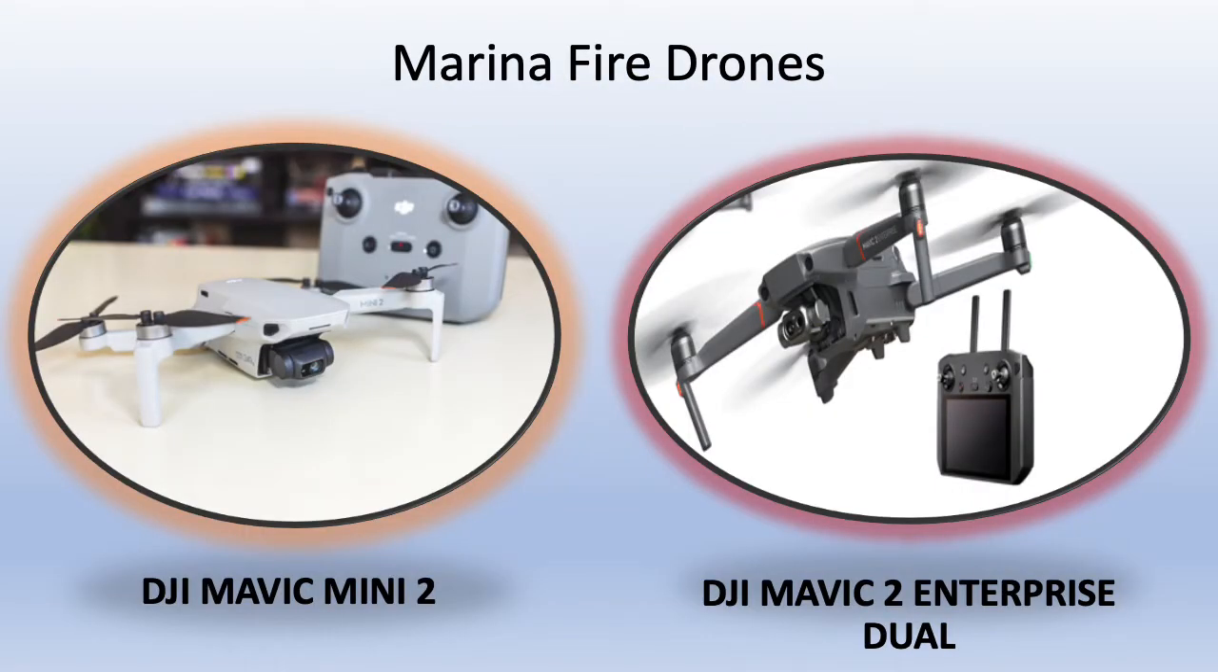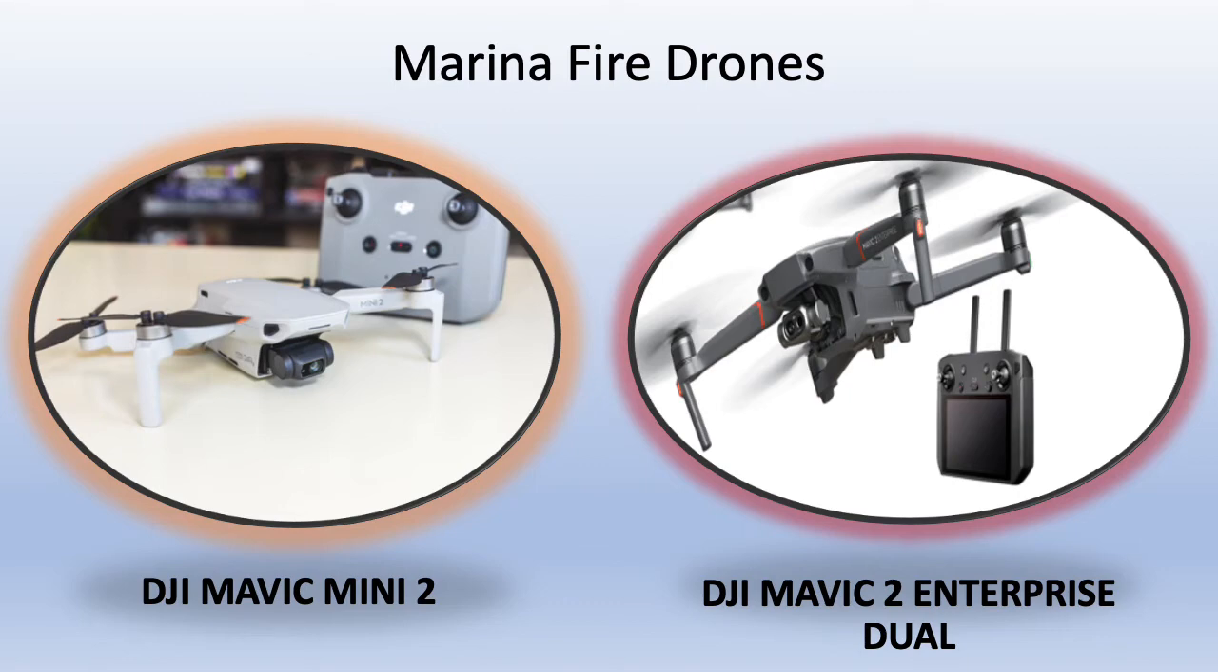Alright, so Marina fire drones. These are the current drones that we actually have on our fleet as of right now. We have a DJI Mavic Mini 2, which is a great little drone. It's brand new. It's tiny. It's really compact. And particularly what we're going to be using this for is for training, but it can also be used for incidents. It's not going to just be used for training.